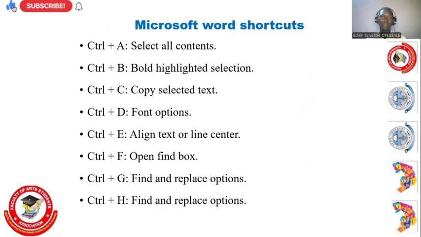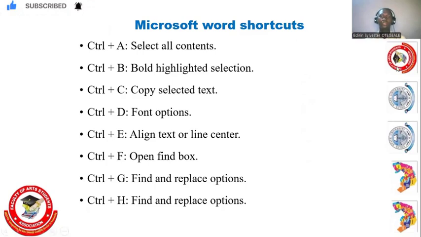We have Control A for select all content, Control B is for bolding a highlighted selection. Control C is to copy. Control D is to open the font options. We have Control E, which is to align, that is, centralize. We have Control F, to open the find box. We have Control G to replace. We have Control H to replace.